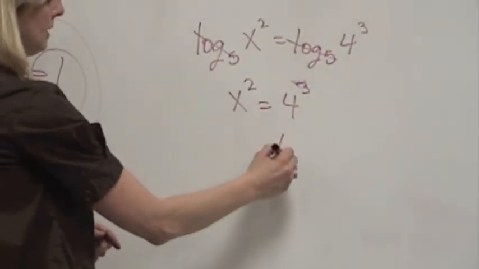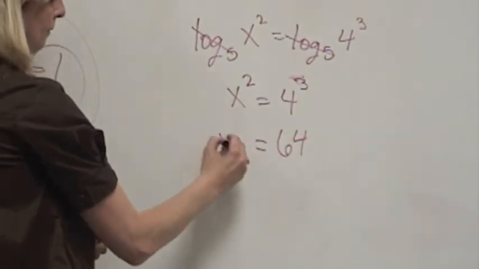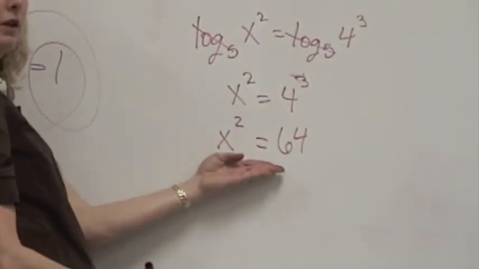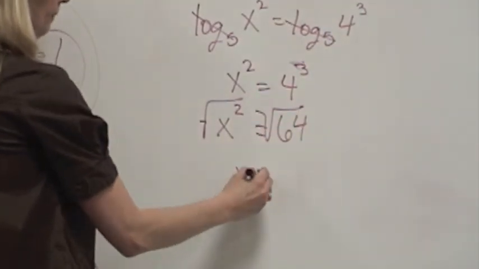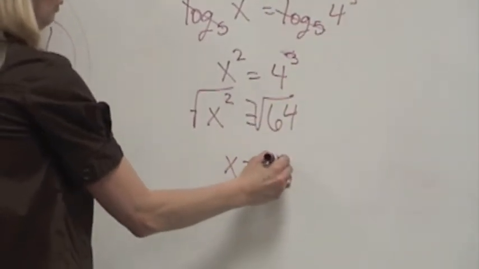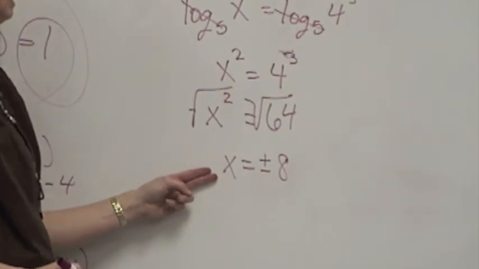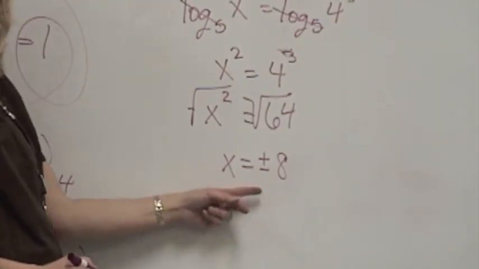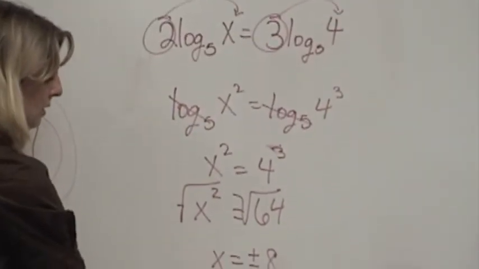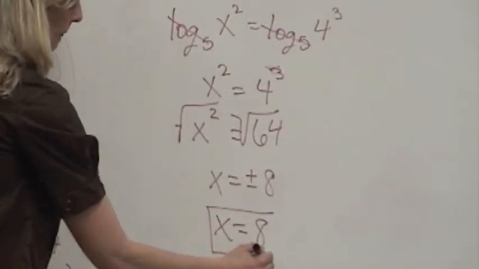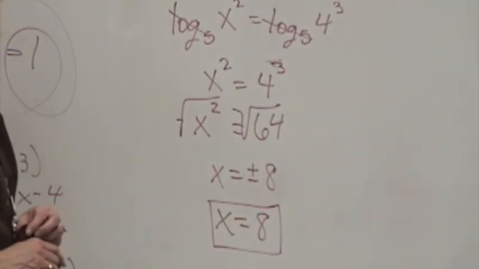Well, 4 cubed is 64. So if x squared equals 64, we can take the square root of both sides, and we would get x equals plus and minus 8. But again, we can't take the log of a negative number, so the only answer here is that x equals 8.